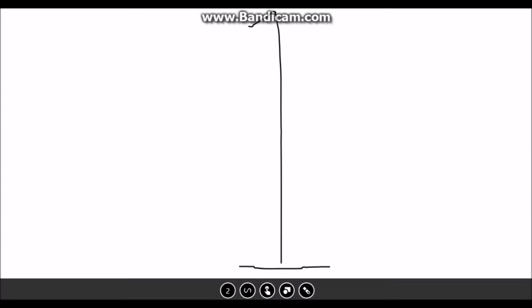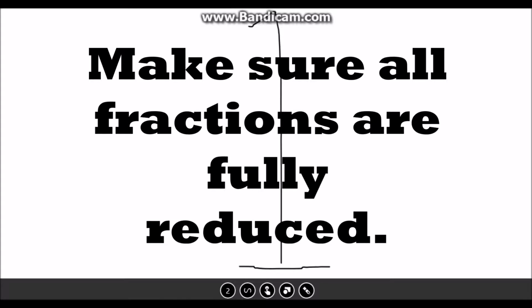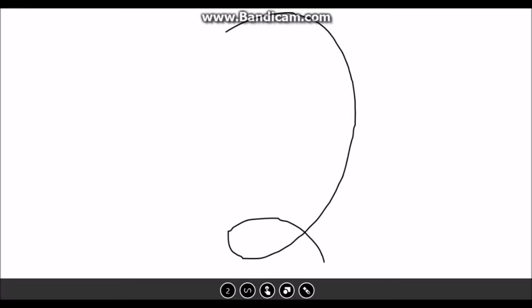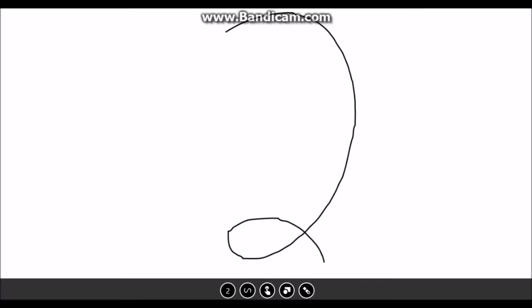Students, step 1 in dividing fractions is to make sure that all of the fractions that you are using in your equation are fully reduced. Step 2 of dividing fractions is an extremely important step. You have to make sure that you flip the second fraction in your equation so that the numerator and denominator are switched.